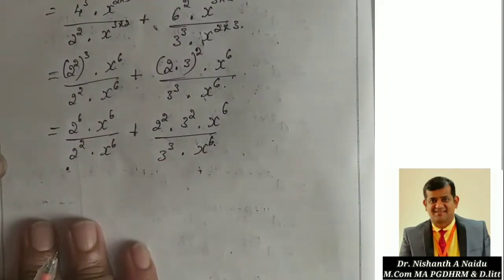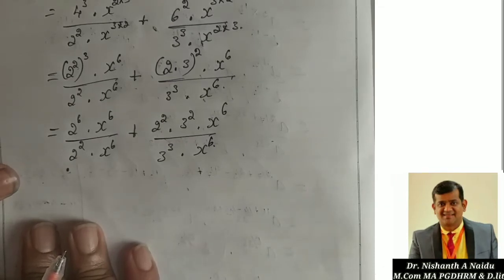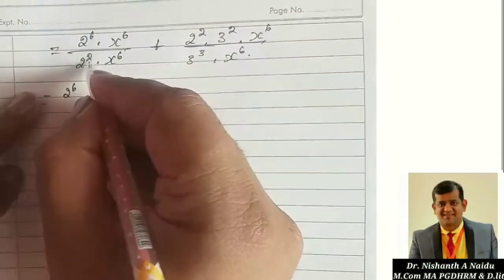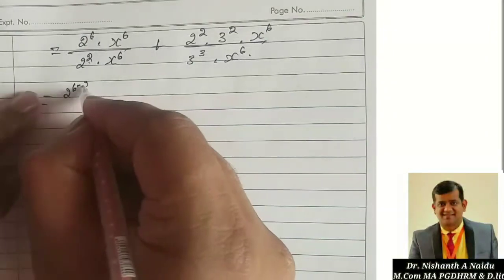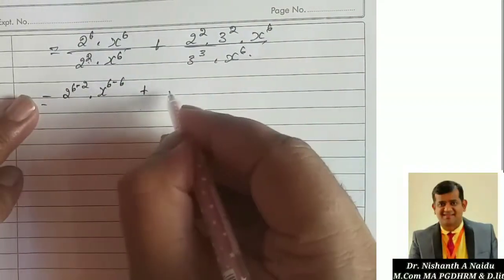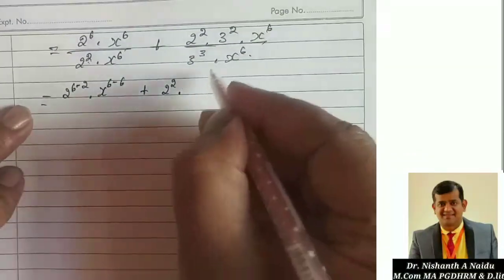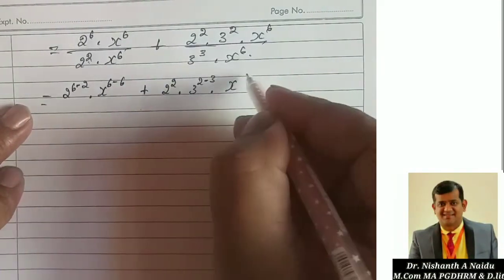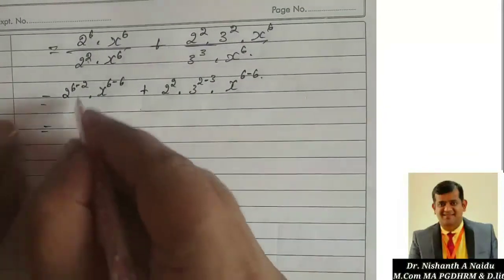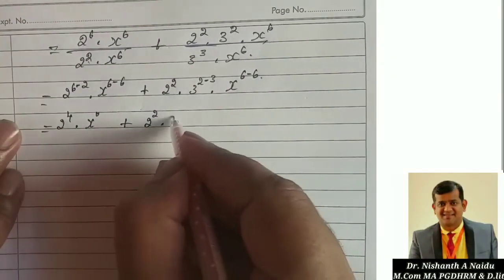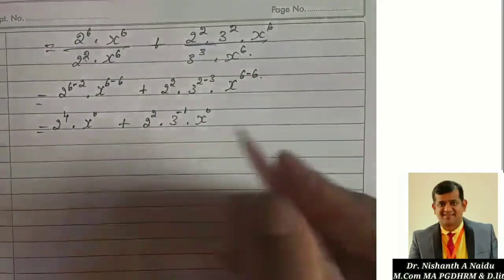So now we got some value. Now what are we going to do? The common basis should be the same, so further we are supposed to do this: 2 to the power of 6 minus 2, that is the denominator power I am bringing up, 2 to the power of 2 into x to the power of 6 minus 6, plus 2 to the power of 2 into 3 to the power of 2 minus 3, into x to the power of 6 minus 6. So that equals 2 to the power of 4 into x to the power of 0 plus 2 to the power of 2 into 3 to the power of minus 1 into x to the power of 0. 6 minus 6 is 0.